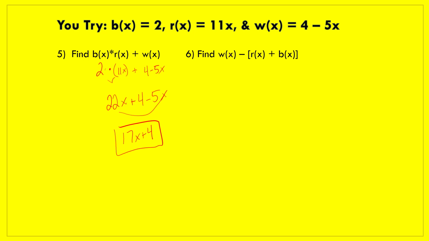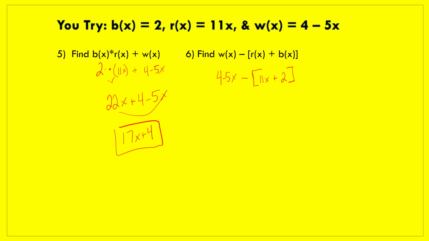Number 6. W of x is 4 minus 5x minus, and we have a bracket, so I'm going to go ahead and use the bracket until I figure out what's getting simplified here. R of x is 11x plus b of x. Well, b of x is 2. So what in the world are the brackets doing?